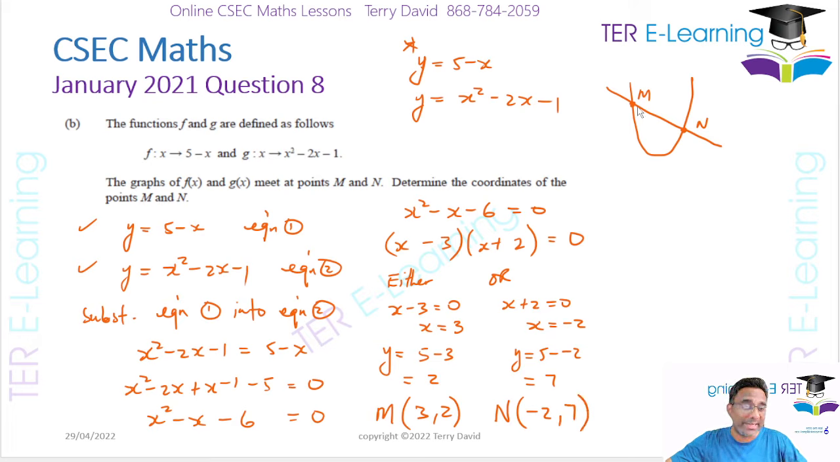Now we don't know which one is M or N, right? But based on my simple diagram here, I'm going to reverse the label. I'm going to call this N here, and I'm going to call this M. Because of where it is, this has to be your minus 2, the x value, and this has to be 3, right? So that's why I relabeled it there for you guys. So those are my coordinates here. That's what we're looking for, right?